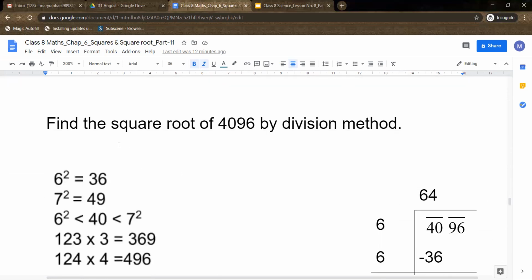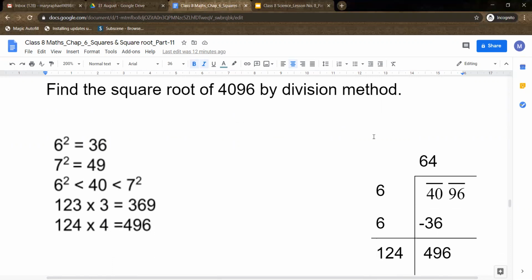See, find the square root of 4096 by the division method. So what is the first step here? I have not written any step. We have to do it directly. There are 4 digits in the given number. So starting from the right, make pairs of two digits together and put bars. Starting from the ones place, 6 and 9, 96 is the first pair, put a bar. Then the remaining 2 digits, 40, put a bar.